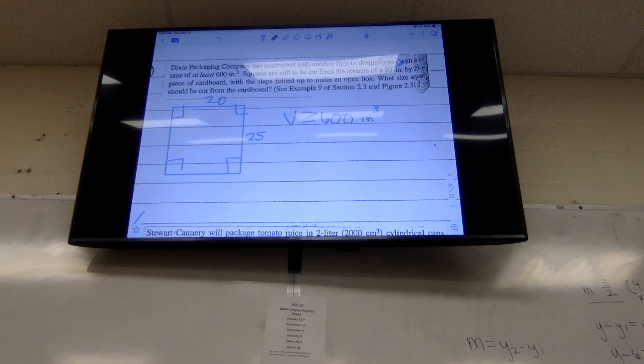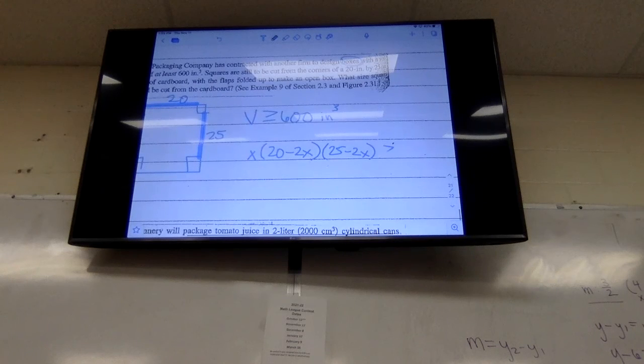Almost, not quite. 20 plus 2x, minus 2x. Yes. And then one more thing: x, somewhere. Because all of these little corners are x, I'm going to do 20 minus 2x's and 25 minus 2x's. I don't care what your side lengths are, you're always minusing off 2x's. And I have x because when I fold my box up, I need to have a height of x. And as I said, we want it to be greater than or equal to 600.